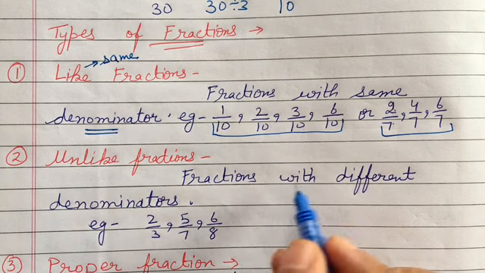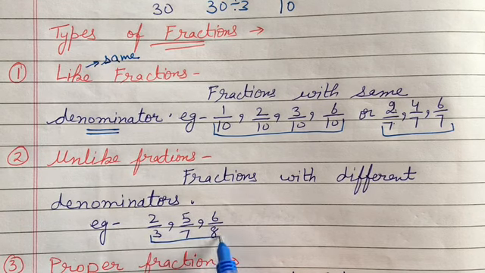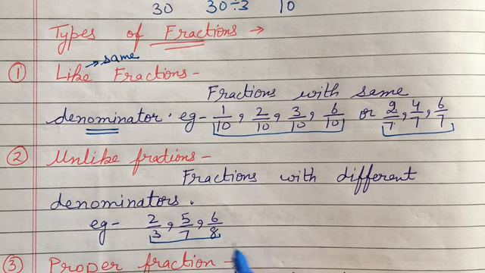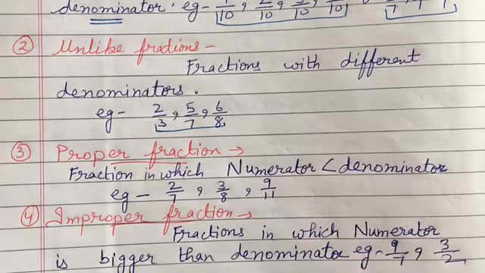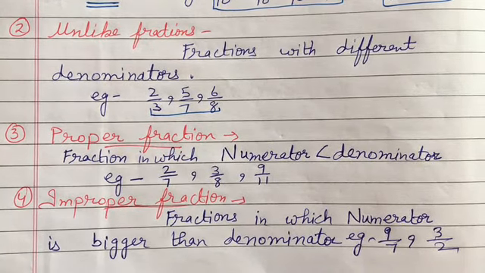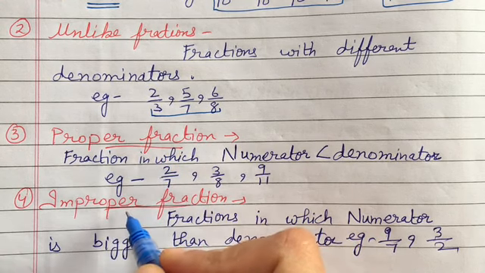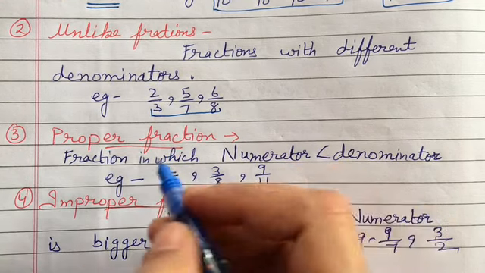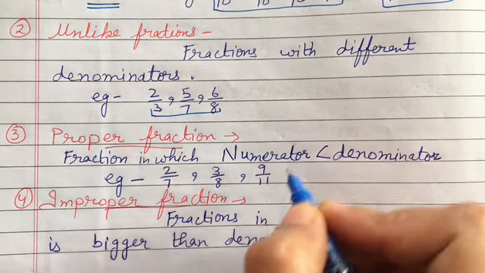Unlike fractions have different denominators, like 2 by 3, 5 by 7, 6 by 8. All have different denominators, so these are unlike fractions. Fine. So next is proper fraction. Proper and improper, both fractions are very important. A proper fraction is one in which the numerator is small.